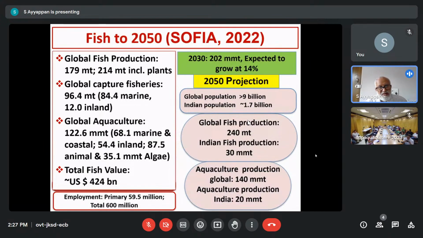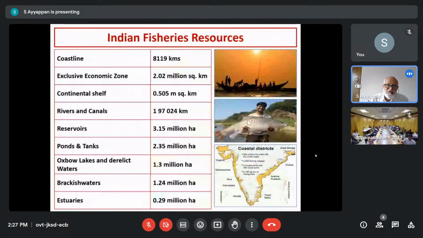About 179, 180 million tons, with capture fisheries about 96 and aquaculture 122 million tons. And then you are seeing both marine and inland, 68 and 54. So about $424 billion of fish. Don't worry too much about these statistics, but what we require is that production should be at least 240 million tons by 2050. And Indian fish production today is about 16 million tons, and we require about 30 million tons. That is the doubling of fish production levels that we are talking of.